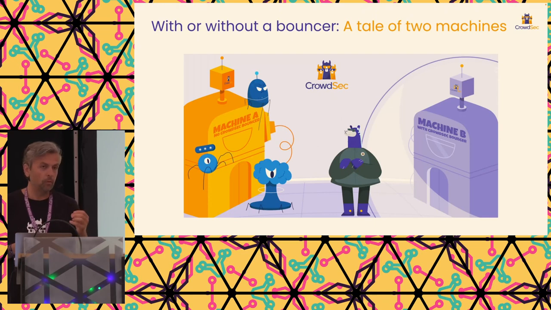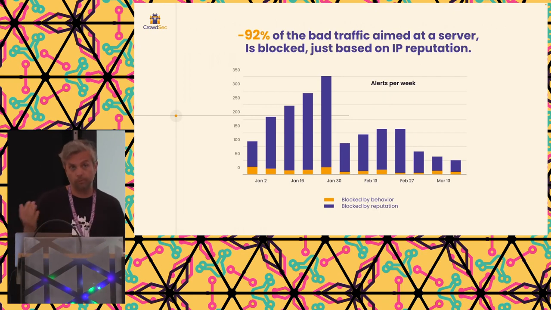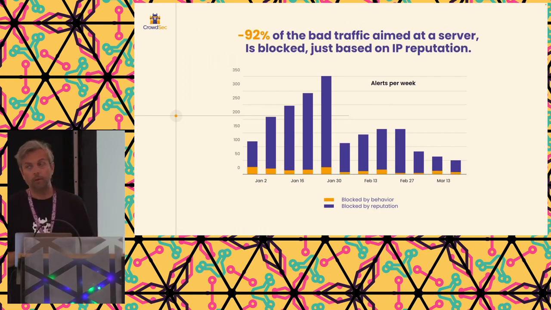Because once you have blocked the IPs in the firewall of the host machine where CrowdSec is installed, then it won't be in the log, and then it won't be in the stats, basically. So we left those machines running for 3 months, and it turned out that 92% of all the bad traffic aimed at the server was blocked by the community already. So this is good news if you were vulnerable to Log4J back in December, and you relied on CrowdSec for this.